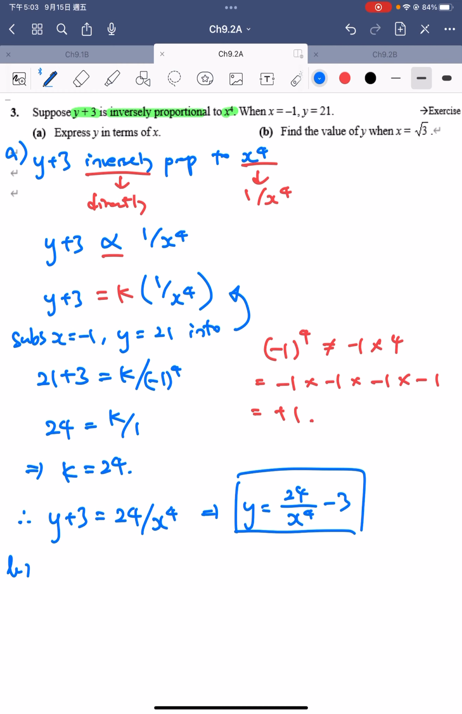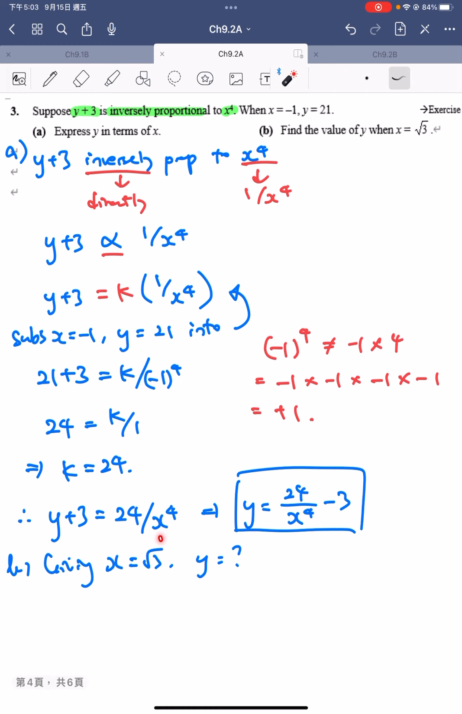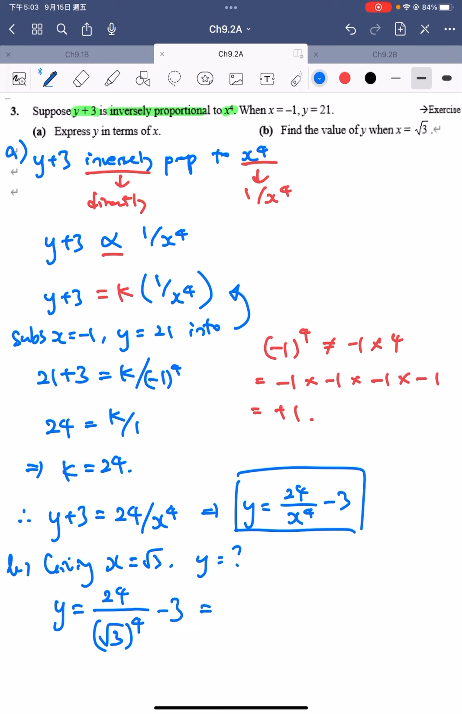And now moving to question B, we have to find the value of y when x is equal to the square root of 3. So as we are given the value of x is equal to square root 3, to find the value of y, we just need to substitute the x value into the formula. So substitute this square root 3 into here. Then we have y is equal to 24 divided by square root 3 to the power of 4, and then minus 3. So square root 3 to the power of 4 is basically equal to square root 3 squared and then squared again, which gives you 3 squared, which gives you 9.